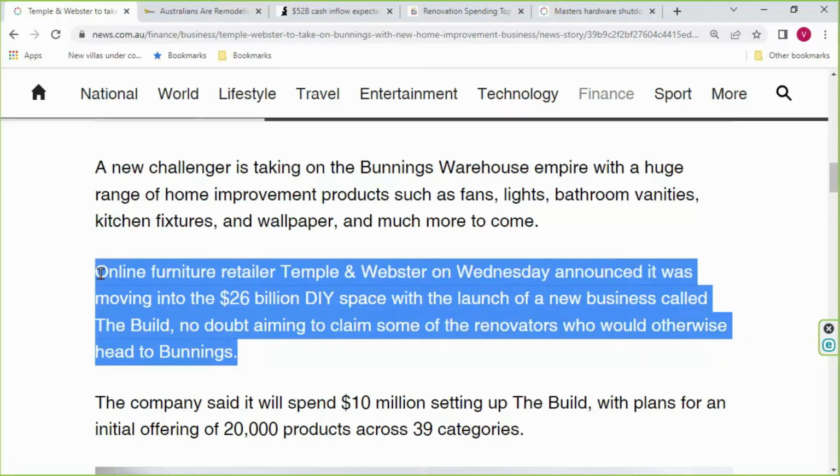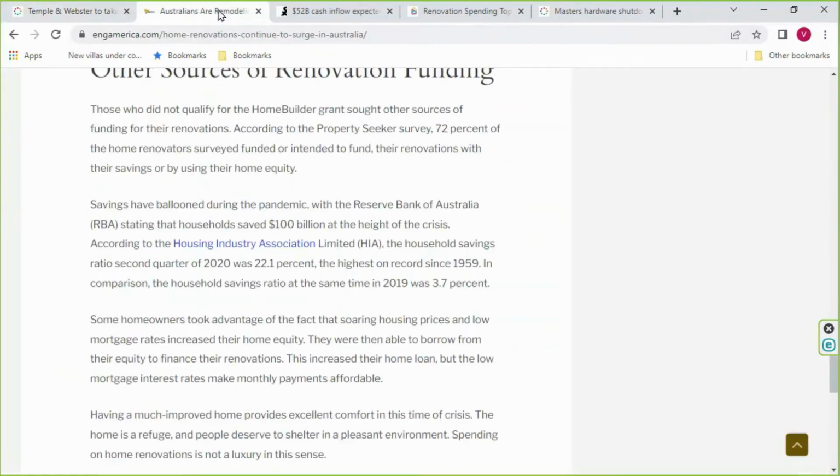Brave move. All right, we'll come to that shortly. So it's a new brave business venture. Let's see how it unfolds. But before we jump into that, let's do this.